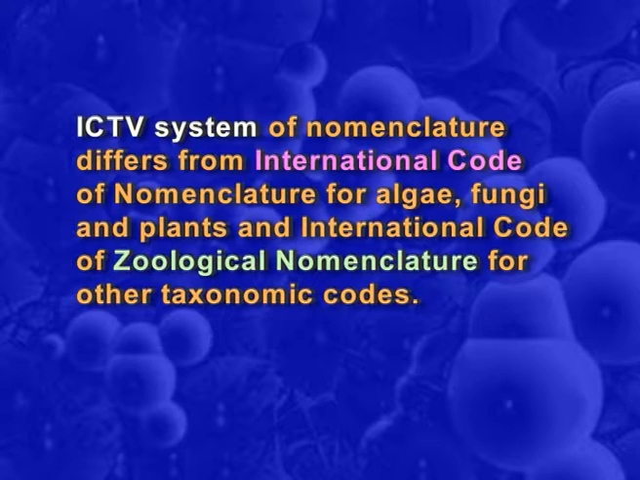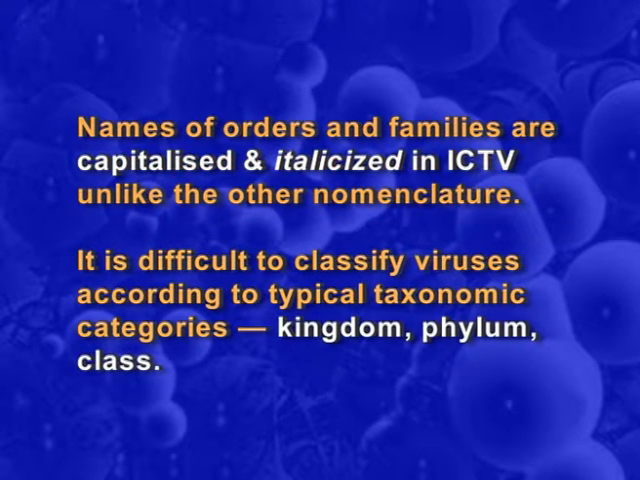Herein, for the first time, we will see that the orders and families were annotated with capital letters and italics, unlike the other systems. Herein, we couldn't classify the viruses at the level of kingdom, phylum or class. The first system of classification was the order. Next, look into the rules which were opted to classify the viruses in the ICTV approach.